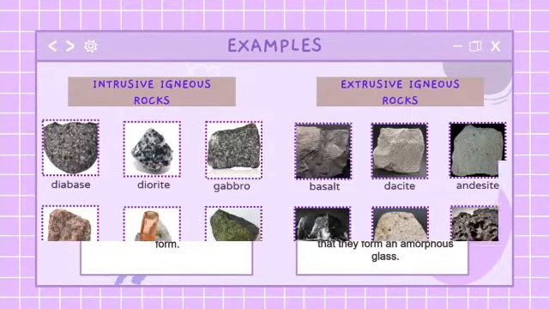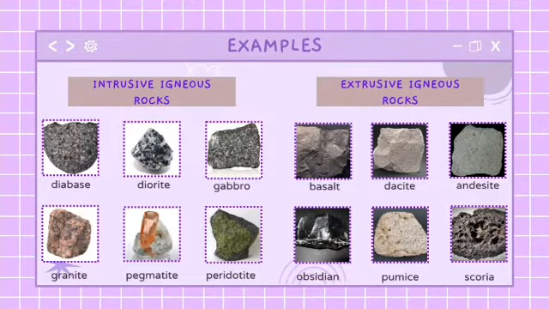Next, we have the examples of intrusive and extrusive igneous rocks. For intrusive igneous rocks, we have diabase, diorite, gabbro, granite, pegmatite, and peridotite, and for extrusive igneous rocks, we have basalt, dacite, andesite, obsidian, pumice, and scoria.